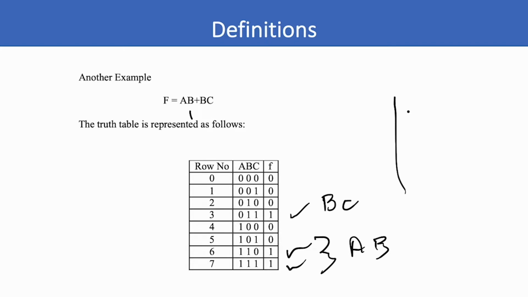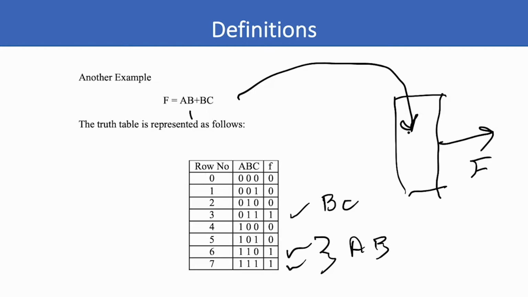And again, we have the function F, and then this is the expression that's going to be implemented, AB plus BC, and we have 3 inputs, A, B, C. And this is the logic that we're going to implement right here.